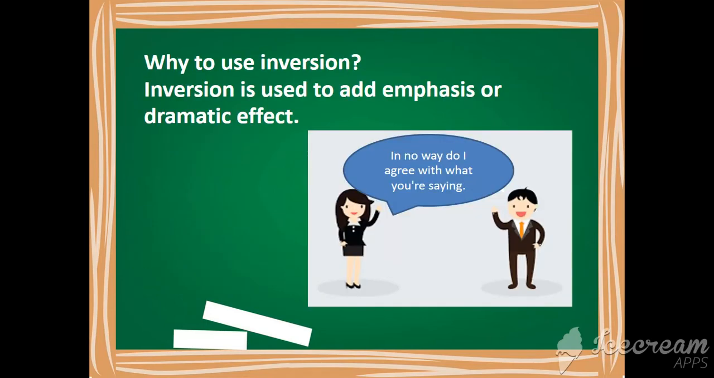Why use inversion in sentences? Inversion is used to add emphasis or dramatic effect, like this. In no way do I agree with what you are saying. So here she wants to focus on the negativity, that in no way would she agree with what he was saying, alright?